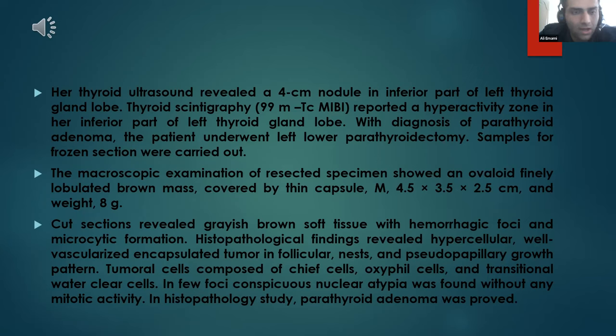parathyroidectomy. The macroscopic examination of the resected specimen showed an ovoid, finely lobulated brown mass covered by a thin capsule. The cut section revealed grayish brown soft tissue with hemorrhagic, fatty, and microcystic formation. The histopathological findings revealed a hypercellular, well vascularized, encapsulated tumor with follicular nests and a pseudopapillary growth pattern.